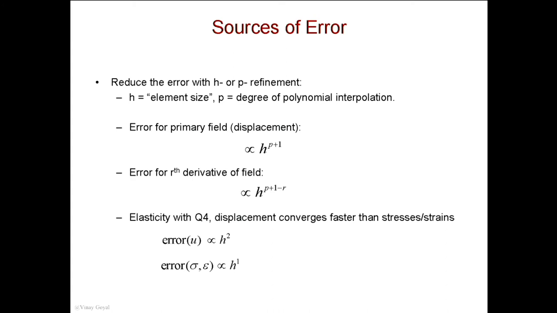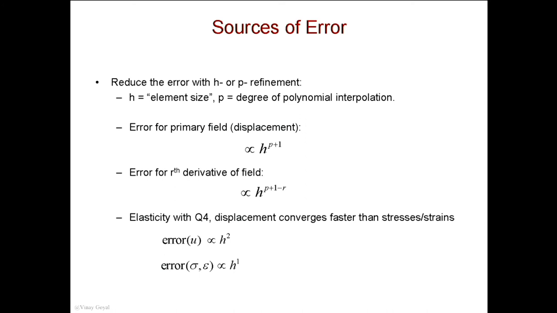Another thing is that if I decrease h, then I also decrease the error. But if I take derivatives of this, say a first derivative, second derivative, third derivative, now the error is proportional to h to the p plus 1 minus r. You can see here that even if I increase the order of interpolation, the derivative is not going to converge as quickly, or the error will not decrease as quickly as it does for the displacements.